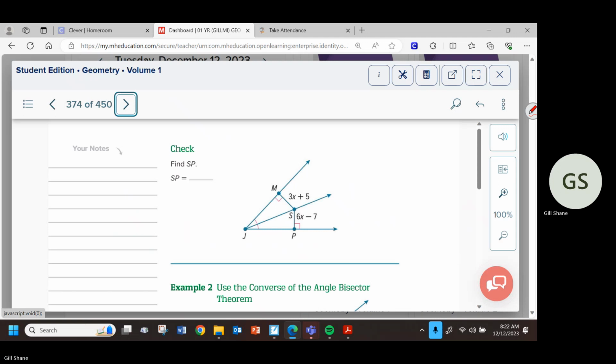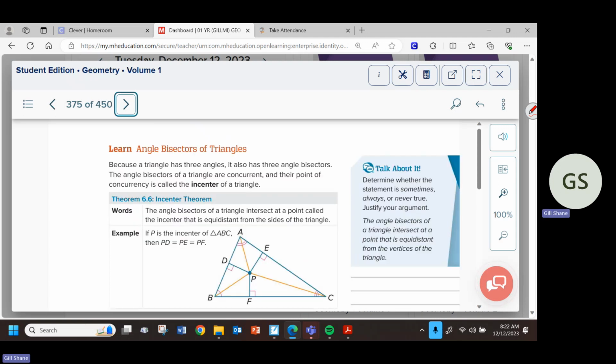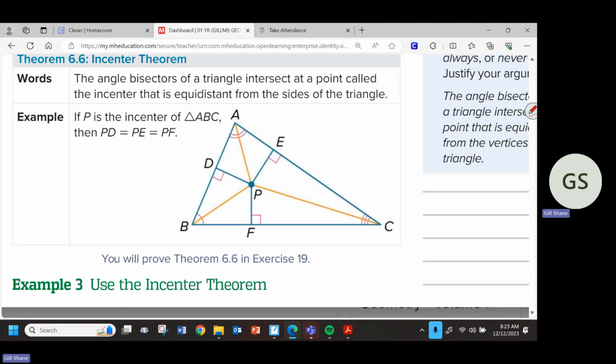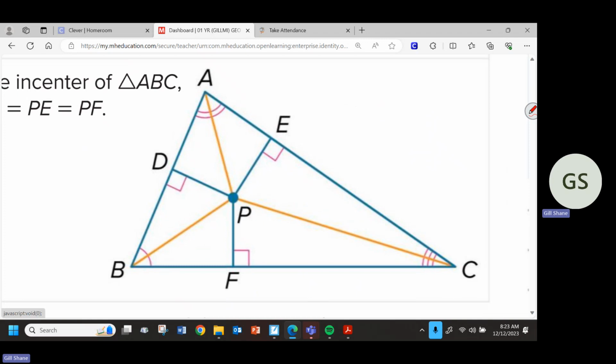One more. All right. So we did angle bisectors. We drew them in. We said they needed a point. That point of concurrency is called the incenter. Let me zoom in. So here's the math on this one. This is your memorization part. We create the incenter with angle bisectors.